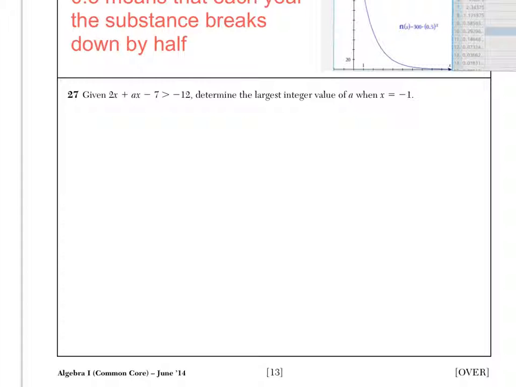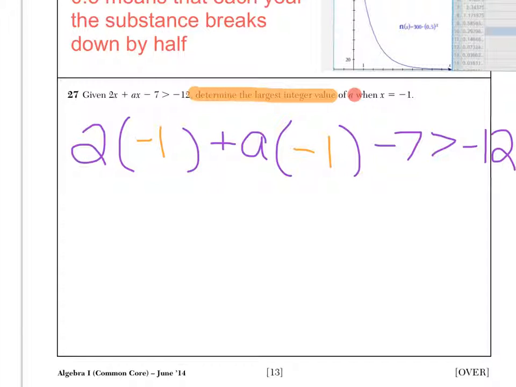All right. This problem wants us to figure out what the largest integer value of a is. It also tells us that x is equal to -1. So immediately, if x is equal to -1, I'm going to substitute and use parentheses. And after we distribute, we have a couple simple multiplication questions that I'm just going to condense to make it look a little bit cleaner.